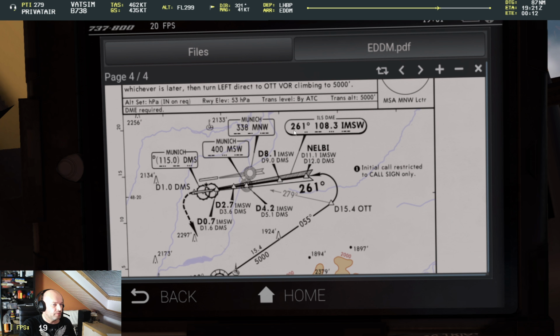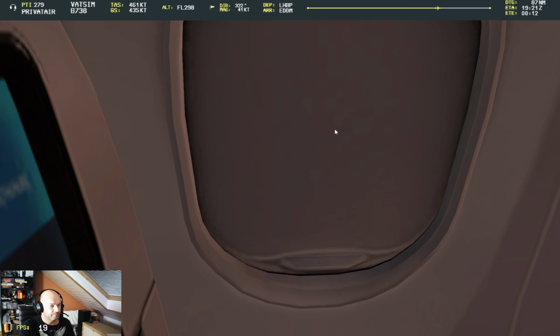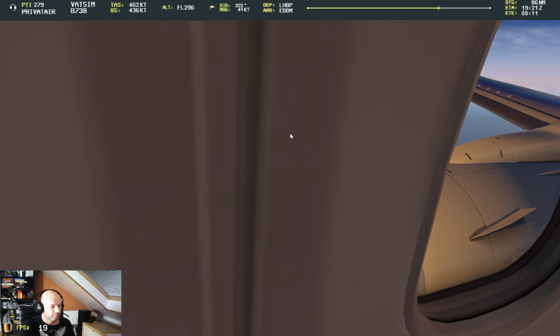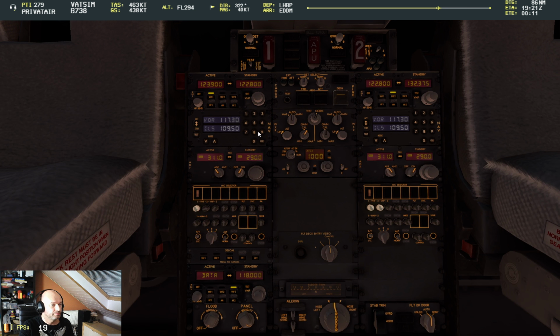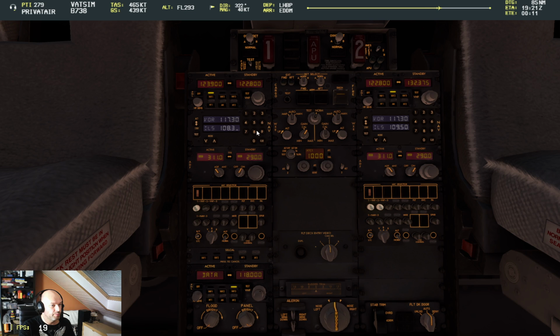Nav setting, so we need course 261 degrees, ILS 108.3. Oh, that's the wrong button. No, come on. Seriously. So 108.3. 108.3. Okay, 700, proceed direct.